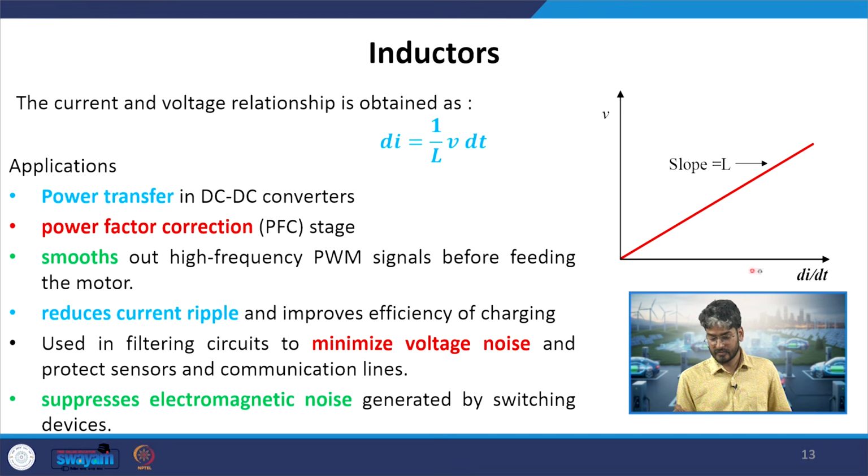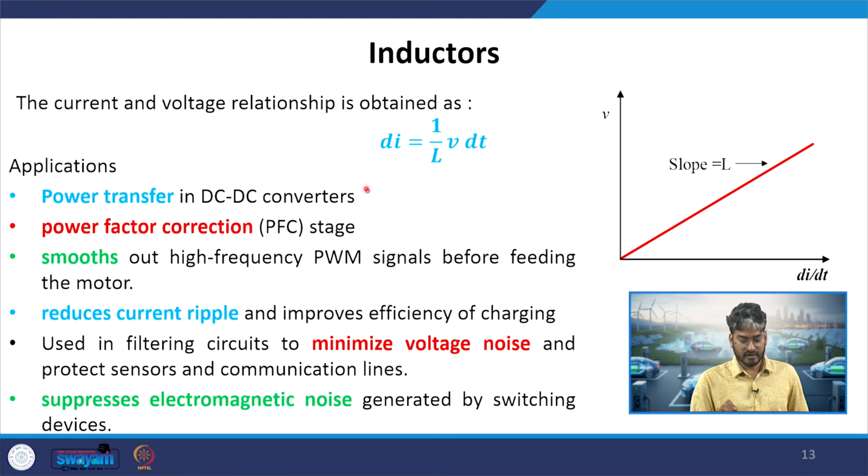Okay. So, if you plot the di by dt and the voltage, the slope will give us the inductor value. Okay. So, L di by dt will be equal to the voltage across the inductor. Okay. So, what are the applications of inductor? During the power transfer, which we will be seeing next, that is in the DC DC converter, we will see that the inductor will be used as a buffer element or temporary storage of energy, or it will be the component which will store the energy.